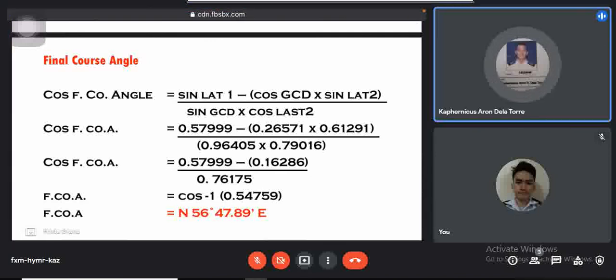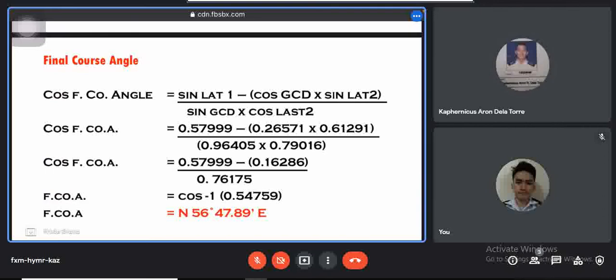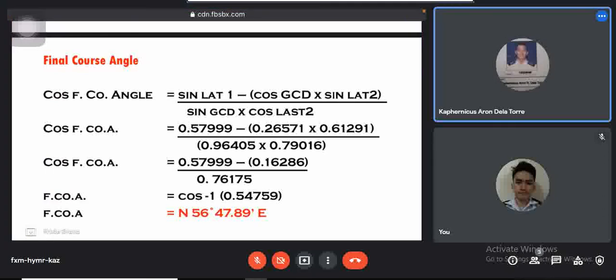After solving that, it is 0.57999 minus 0.16286 over 0.76175. The final course angle, after you shift cosine minus 1 of 0.54759, is north 56 degrees 27.89 minutes east.